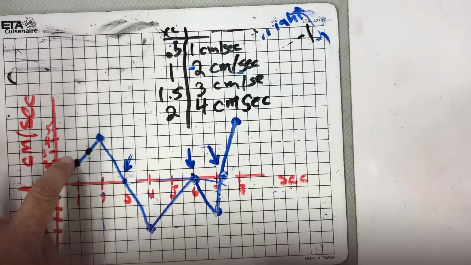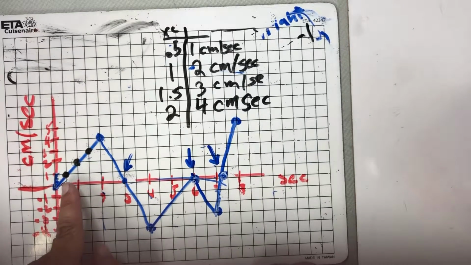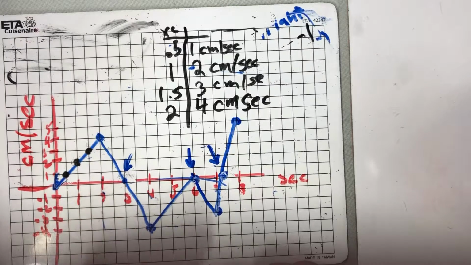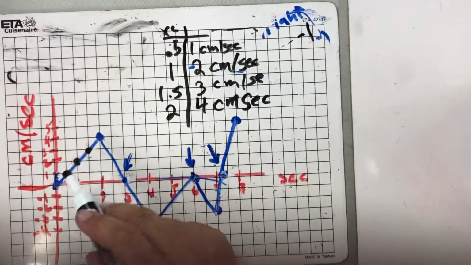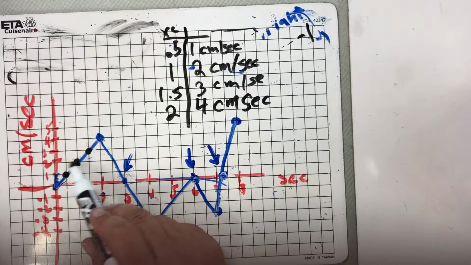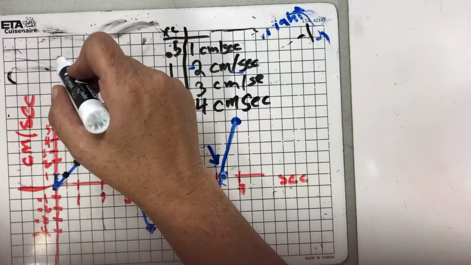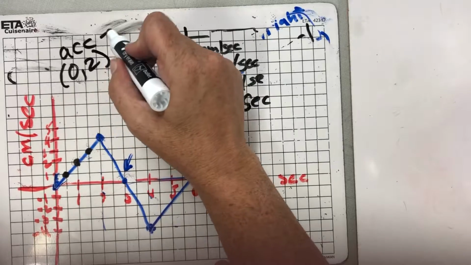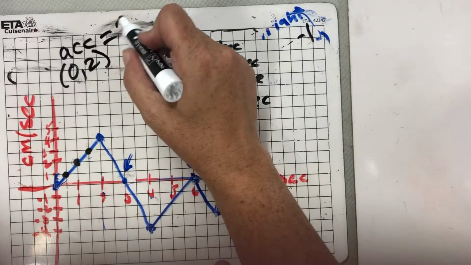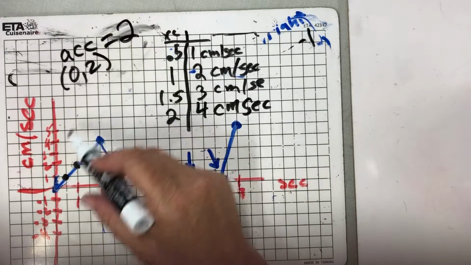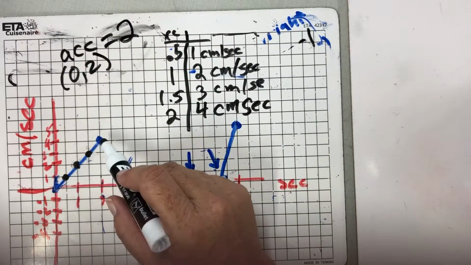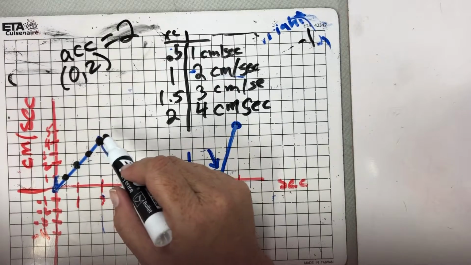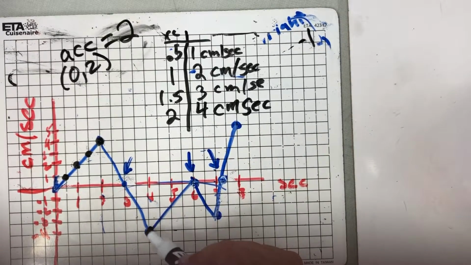So you can see that we were getting faster here. And you can see that we were getting faster at a specific rate, right? We were getting faster basically 1 centimeter per second every half second. That's how much we're accelerating. In fact, that's the slope here. If you look, the slope is up 2 over 1, up 2 over 1. So the acceleration on the interval 0 to 2 was an acceleration of 2. Okay, because that's the slope of the velocity graph. And it's positive 2.